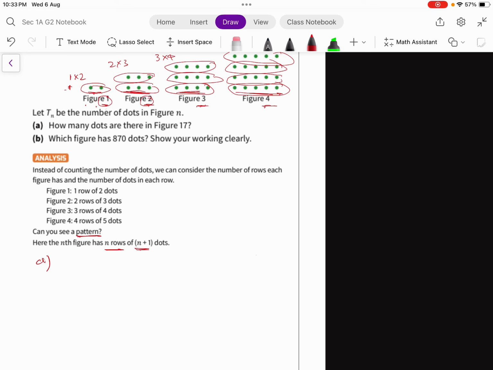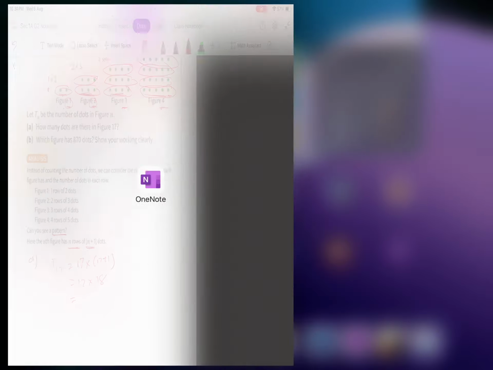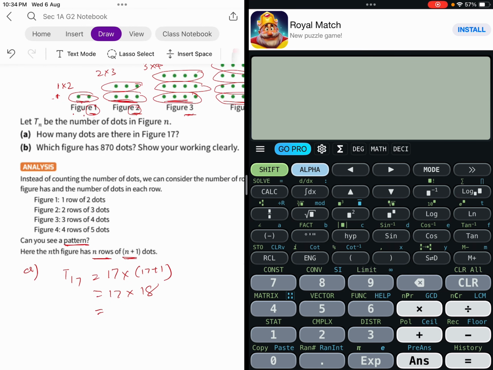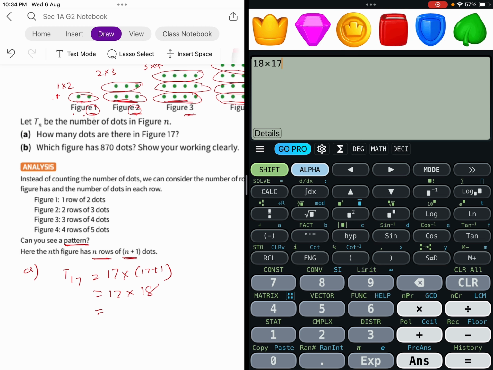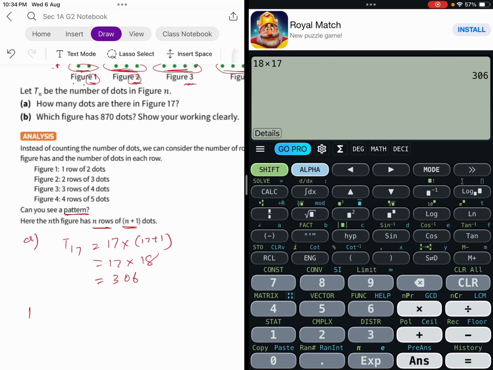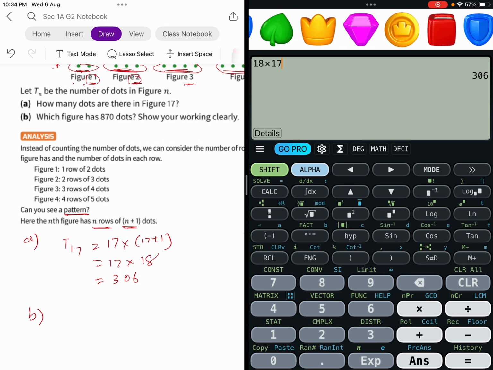So I'm going to write T17 is 17 times 17 plus 1. So 17 times 18, which would give me, let me use my calculator. Okay, I'm going to do 17 times 18. I get 306.